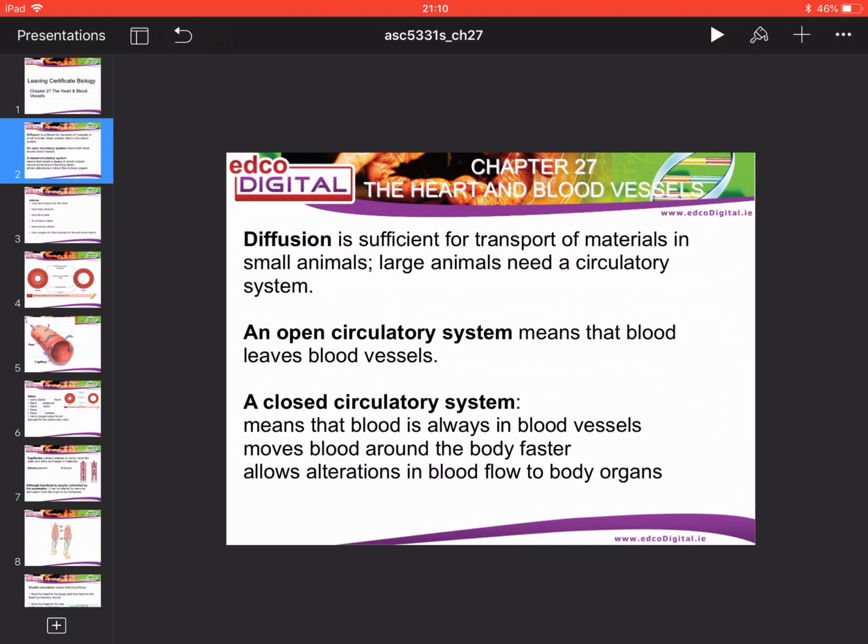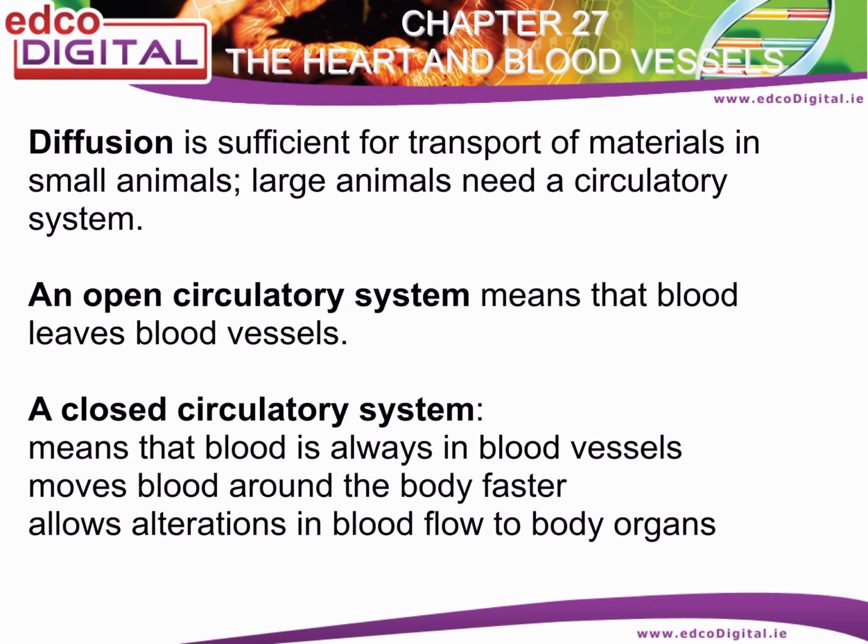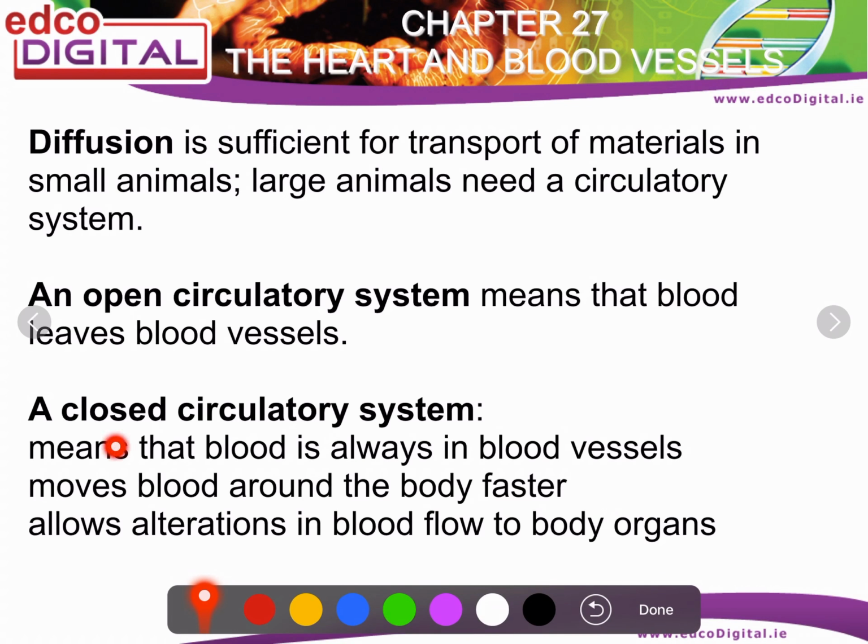So firstly, the heart and the blood vessels in humans is in what's called a closed circulatory system, and that means that blood is always in the blood vessels. It doesn't leave there. It moves just in the tubes, delivers to the organs, capillaries pick it up, bring it back to the veins and bring it back to the heart again. Whereas in some smaller animals, you'd find an open circulatory system, and that means that the blood just flows around kind of loosely.